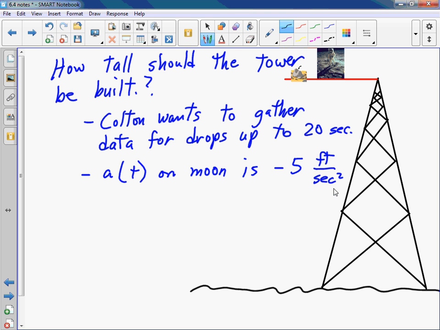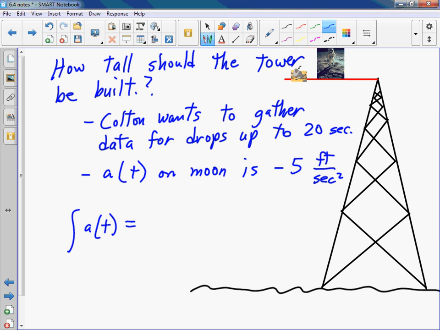Now, we know that, as in the last problem, the integral of acceleration with respect to time, other way around. I am tired. It's 5 o'clock. I should go home.